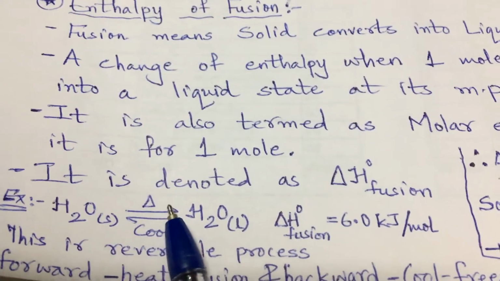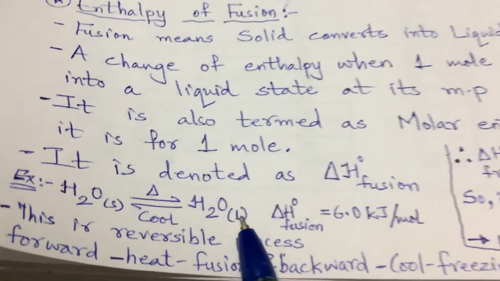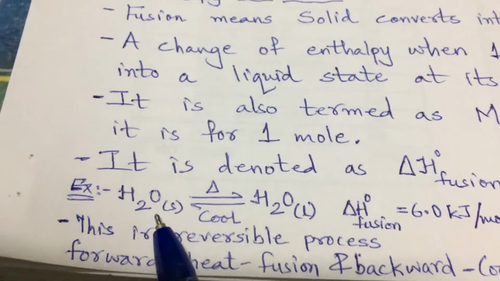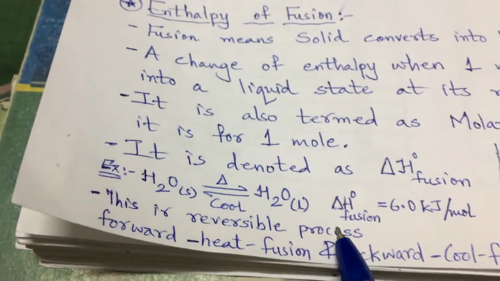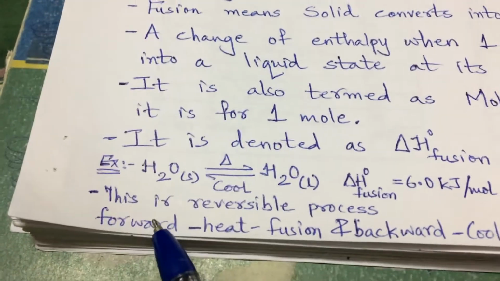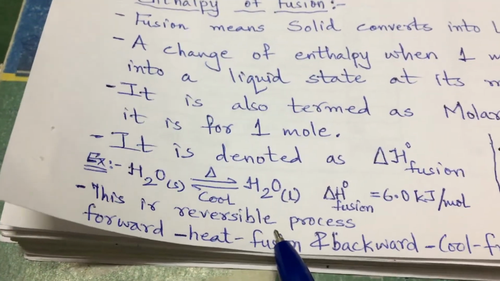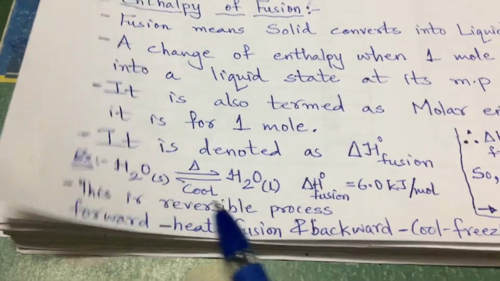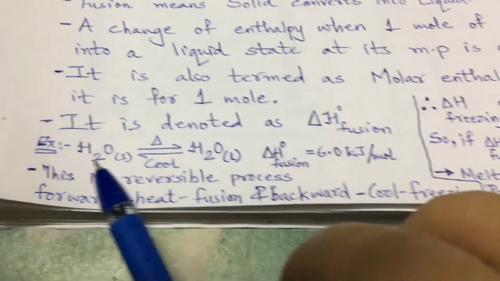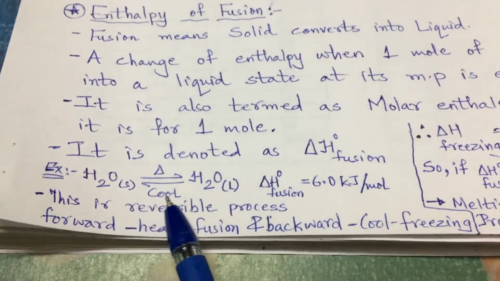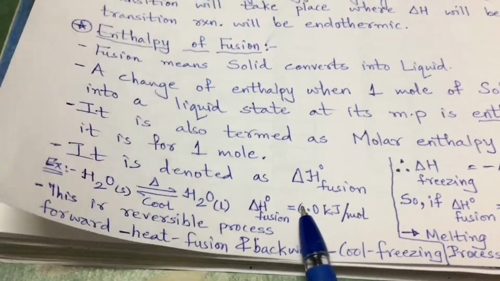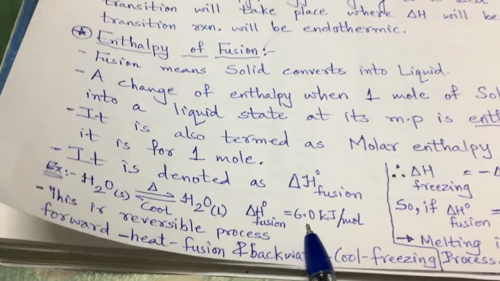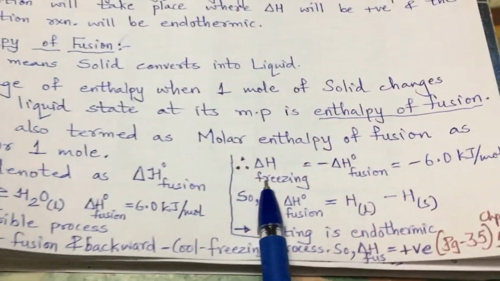Here is the example of H2O in solid form. When heat is given, it converts to liquid. This liquid, when cooled, converts to solid. So this is considered a reversible process. In the forward reaction, heat is given and fusion takes place. In the backward reaction, cooling is taking place and freezing takes place, right? And here delta H degree fusion is equal to 6 kilojoule per mole.